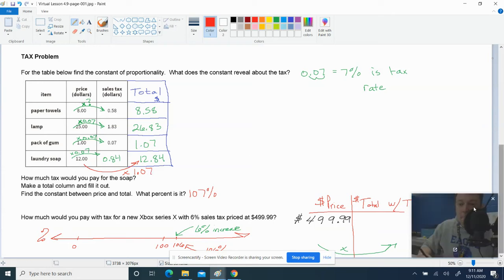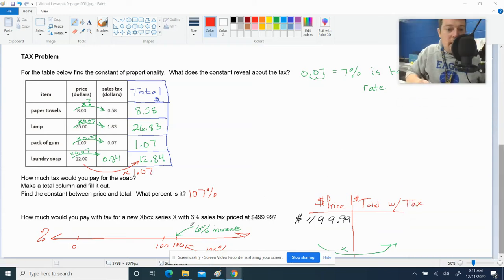Let's do that on this problem I did with the Xbox. If you buy the Xbox Series X, it's $499.99 retail price. That's what you would normally pay if you find one that's in stock. But you don't just pay that price when you go to the counter or check out online. You have to pay the sales tax for your state. Our state is 6%. So if our state is 6%, then they're going to add 6 to the 100 and we would be paying 106% of the price.